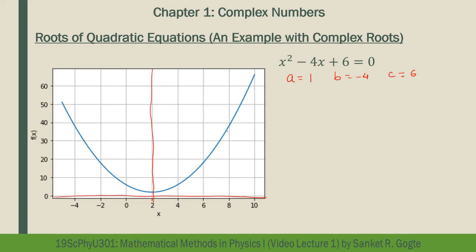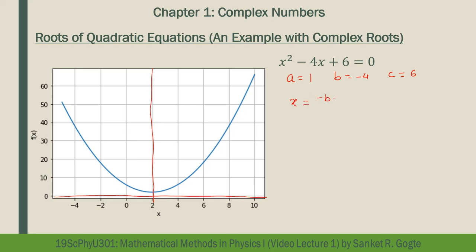But there is a theorem in mathematics which says that any polynomial of nth order has n roots. So if you consider the quadratic equation, it is a polynomial of second order, so there should be two roots. In this case, though there are no real roots, we will see that there are two roots which are complex roots. So let's try to find the roots of this quadratic equation.